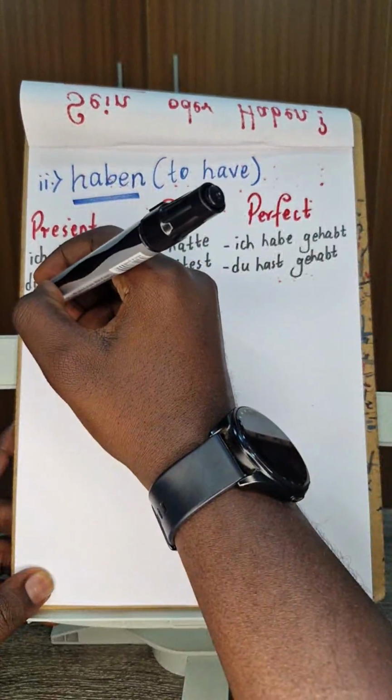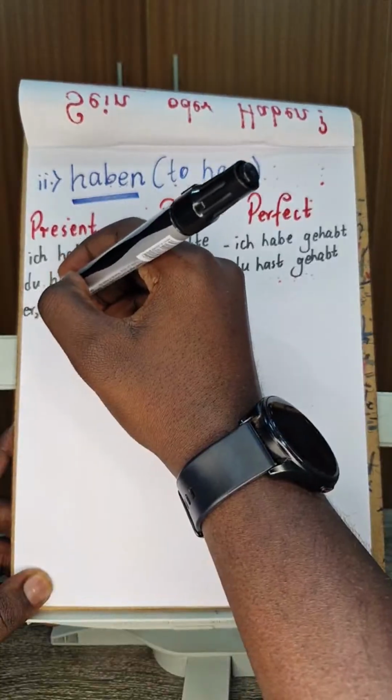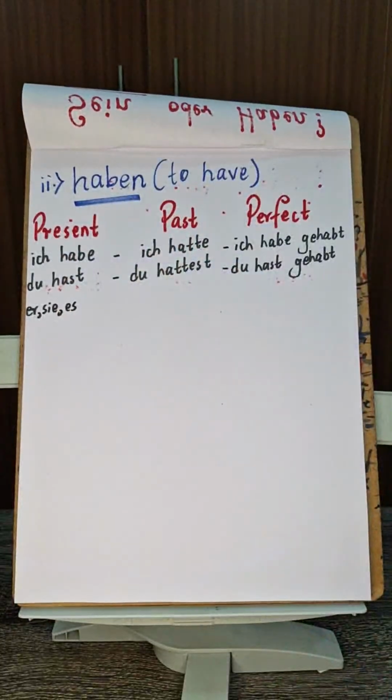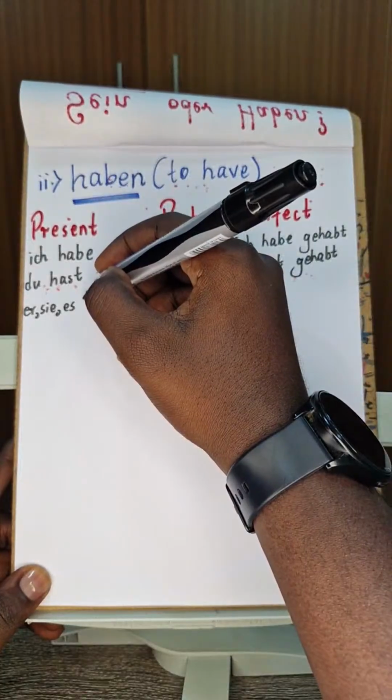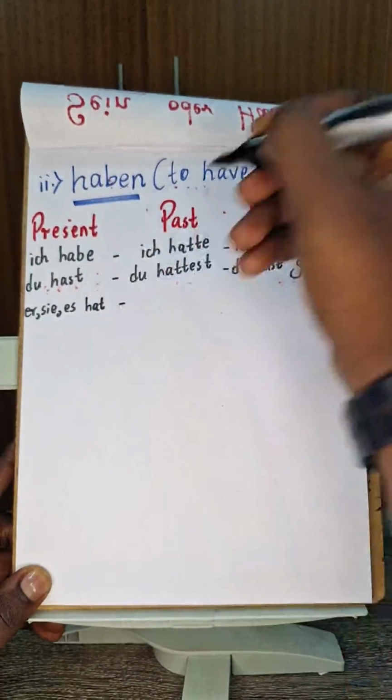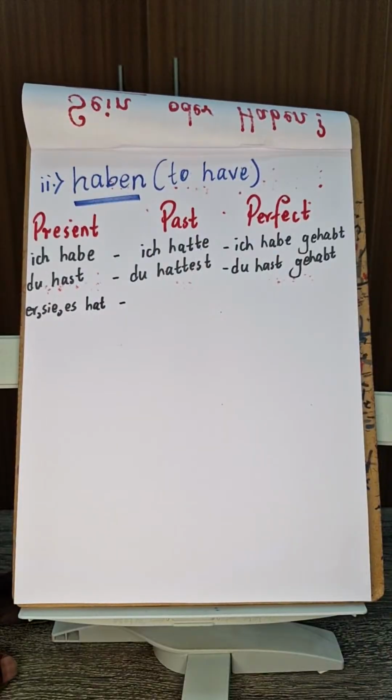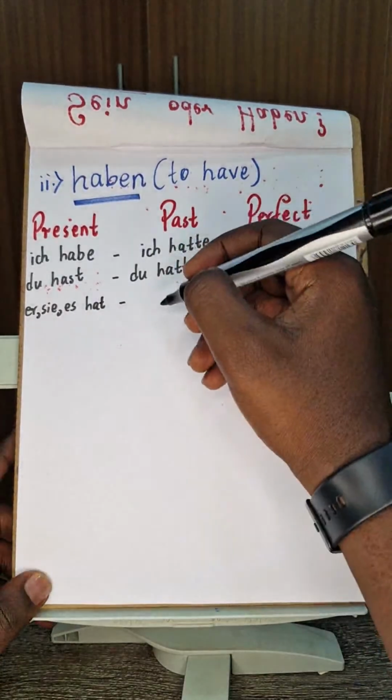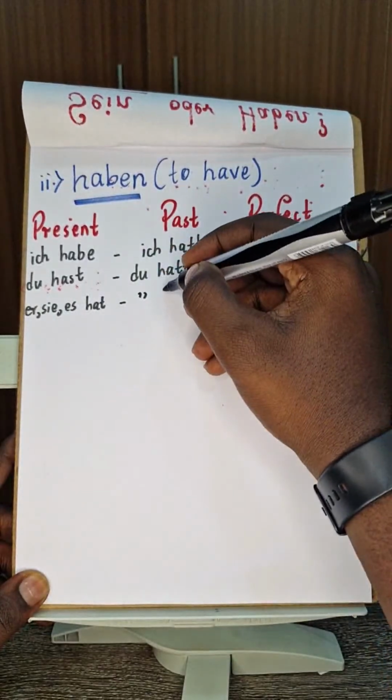How about under er, sie, es? Now we said this er, sie, es simply means he, she, it, right? You realize that er, sie, es almost looks like der, die, das, because they refer to the same genders, right? So er, sie, es, you would now say hat, and then in the past it becomes er, sie, es, hatte.